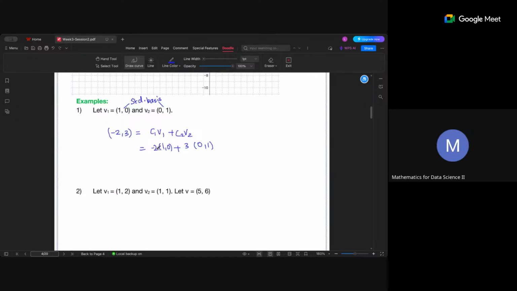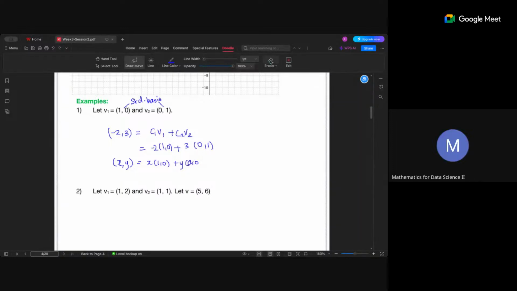So did everyone understand how we got this minus 2 and 3 here? Yes, ma'am. Now, instead of this, I'm taking the generic vector x comma y. Now, what is your c1 and c2? X and Y. x into 1 comma 0 plus y into 0 comma 1.